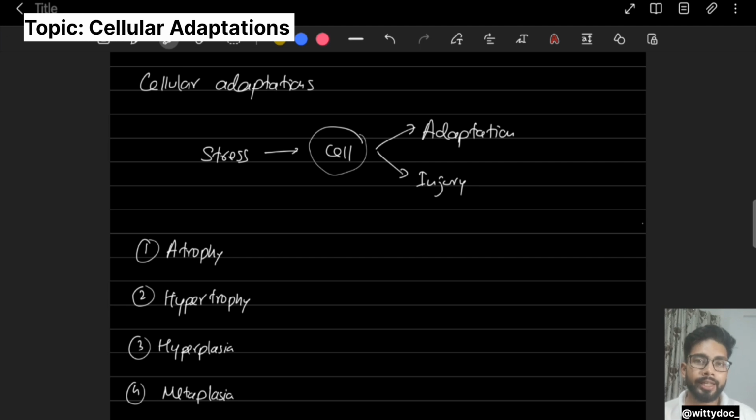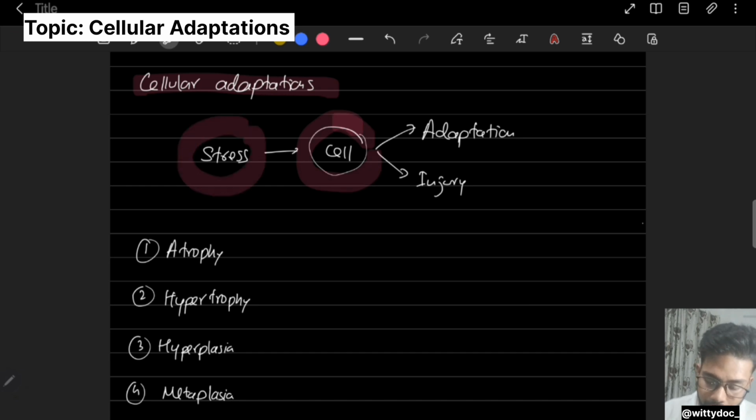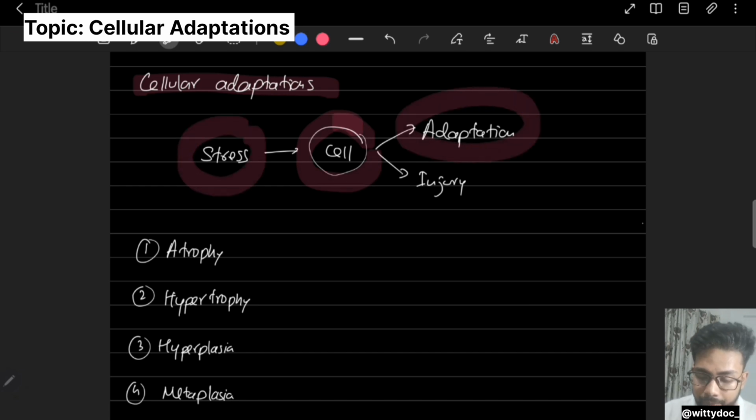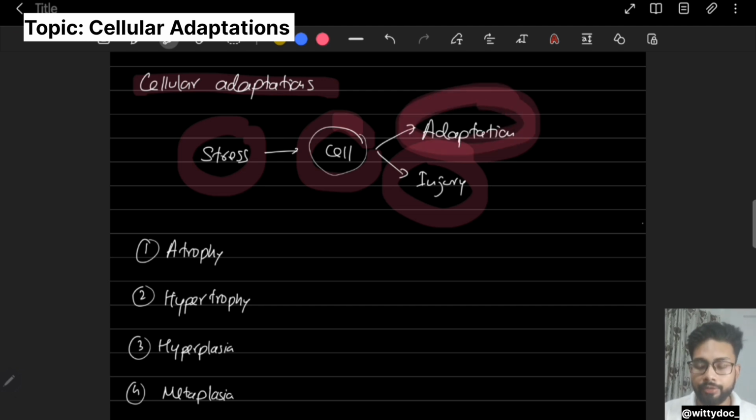Today we'll be doing cell adaptations. So let's get started. Cell adaptations. If a cell undergoes stress, it may lead to either adaptation or injury. Today we'll try to learn all about cell adaptation. In the next video I'll try to upload it as soon as possible about cell injury. So let's get started with cell adaptation.